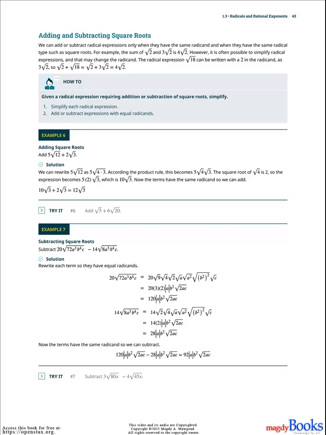Solution. We can rewrite 5 square root of 12 as 5 square root of 4 dot 3. According to the product rule, this becomes 5 square root of 4 times square root of 3. The square root of 4 is 2, so the expression becomes 5(2) square root of 3, which is 10 square root of 3. Now the terms have the same radicand, so we can add: 10 square root of 3 plus 2 square root of 3 equals 12 square root of 3.